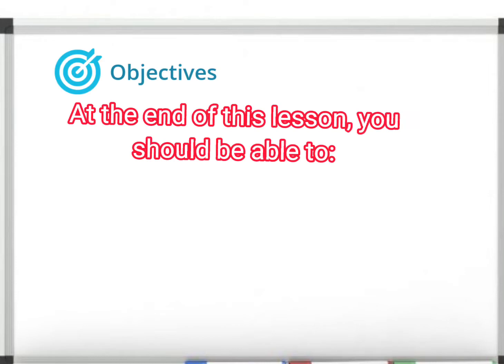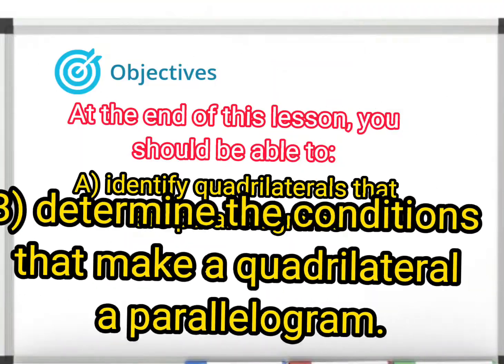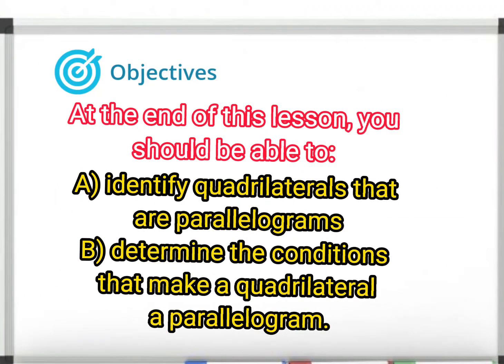So, our objectives for this lesson are the following. Letter A, identify quadrilaterals that are parallelograms, and letter B, determine the conditions that make a quadrilateral a parallelogram.